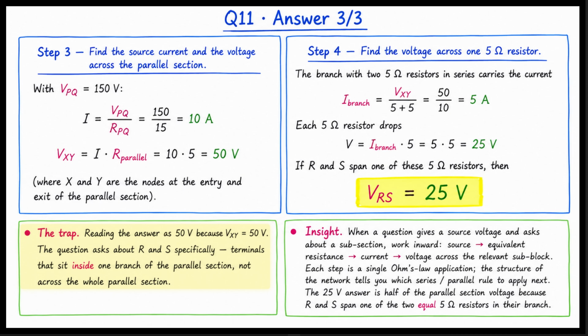The transferable insight. When a question gives a source voltage and asks about a subsection, work inward in this order: source voltage, equivalent resistance, source current, voltage across the relevant subblock. Each step is a single Ohm's law application. The structure of the network tells you which series and parallel rule to apply next. The 25-volt answer is half of the parallel section voltage because R and S happen to span one of the two equal 5-ohm resistors in their branch.